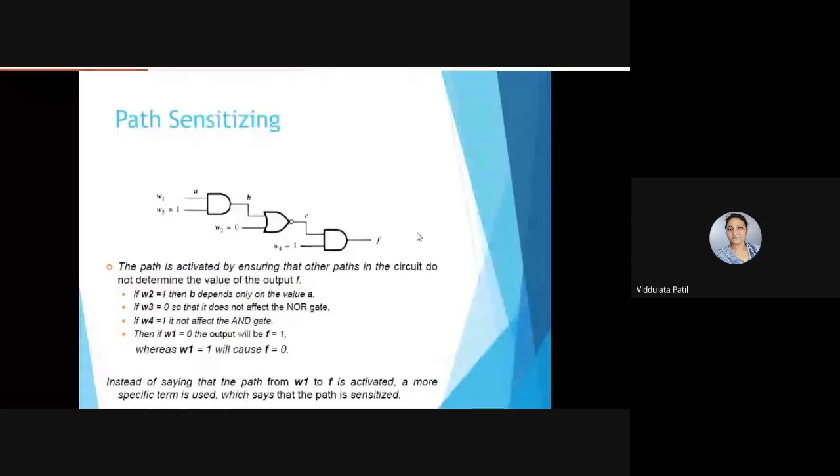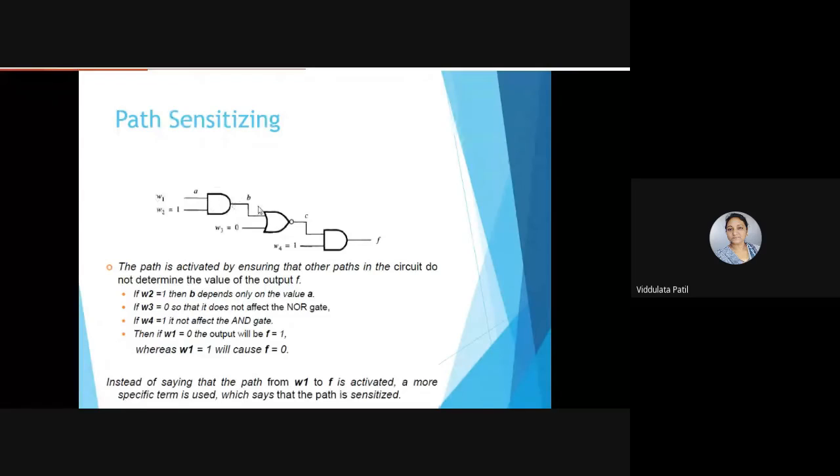W1 equal to 0. In the first case, what we are doing is keeping W1 equal to 0. F will be equal to 1. We are applying 1 0 at this input terminal, so the output of this AND gate will be 0.